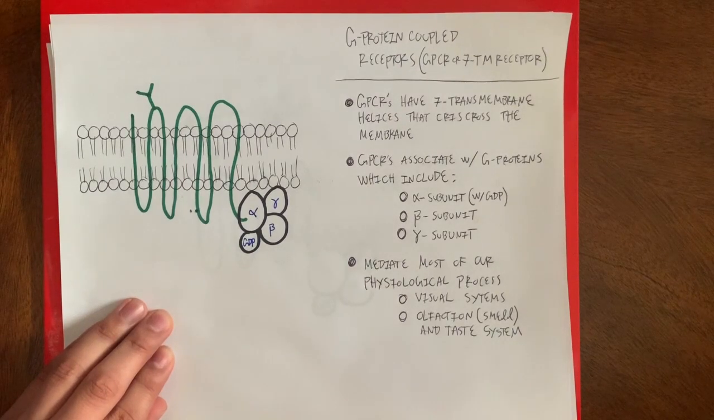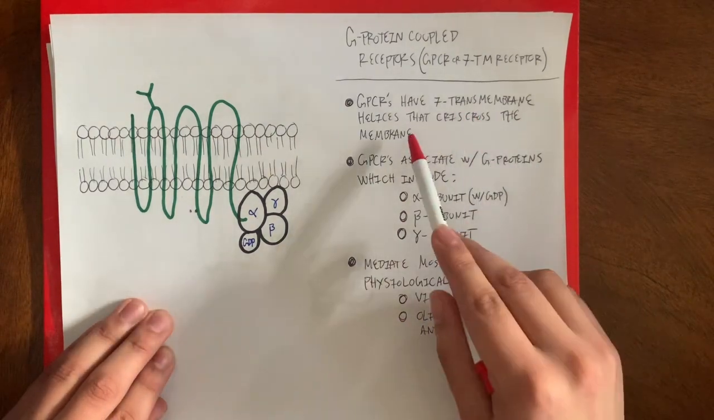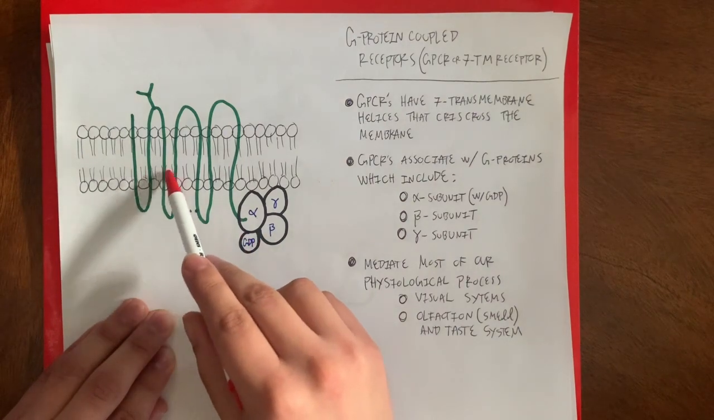Hi guys, before we jump into the special signaling pathways of sensory systems, we first need to understand the basics of how G protein coupled receptors and action potentials work. And in this first part of the video, we will be going over the general mechanisms of G protein coupled receptors. To get started, GPCRs have 7 transmembrane helices that crisscross the membrane, represented here in green.